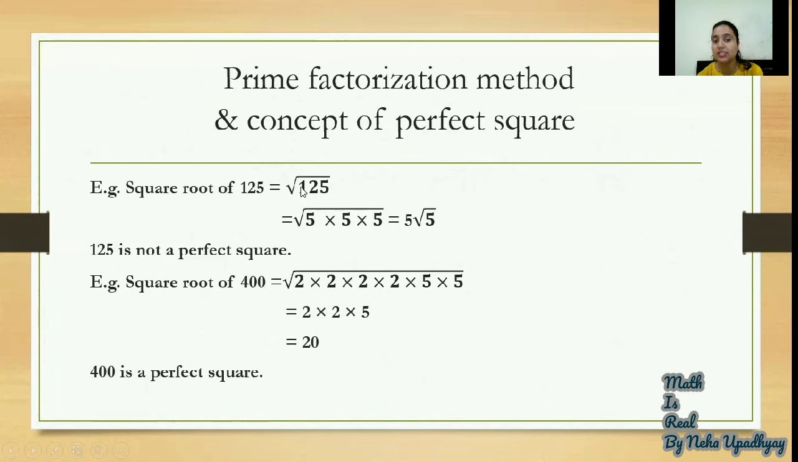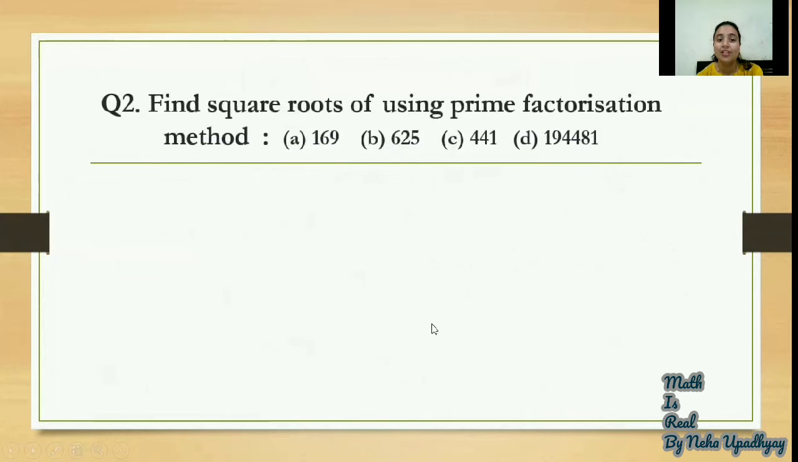So this is the method by which we can find the square root by the prime factorization method. And we can find which number is a perfect square and which number is not. Okay. Let's continue. Find the square roots using the prime factorization method. This question is for your practice. Okay, practice these questions.